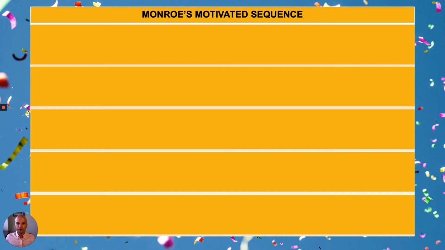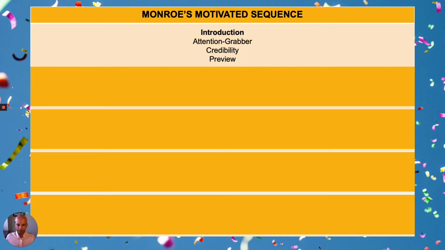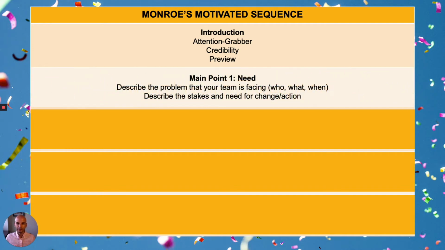In Monroe's Motivated Sequence, here's how it looks. First, you have your attention grabber, and you'll have a credibility statement, which will basically say, here's how I relate to you all, and you'll preview your thesis. In your main point one, you're going to talk about the need that your team is facing. So describe the problem that your team is facing or that your audience is facing.